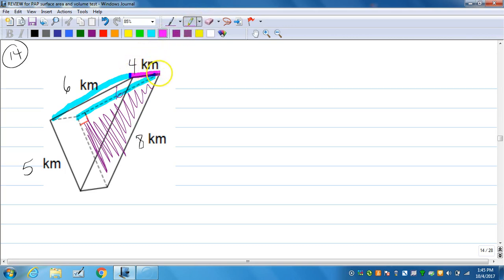If this is 4, then this is 4. If this is 5, then this is 5. So that's 5, and this is 4 over there, right? So, PH plus 2B.